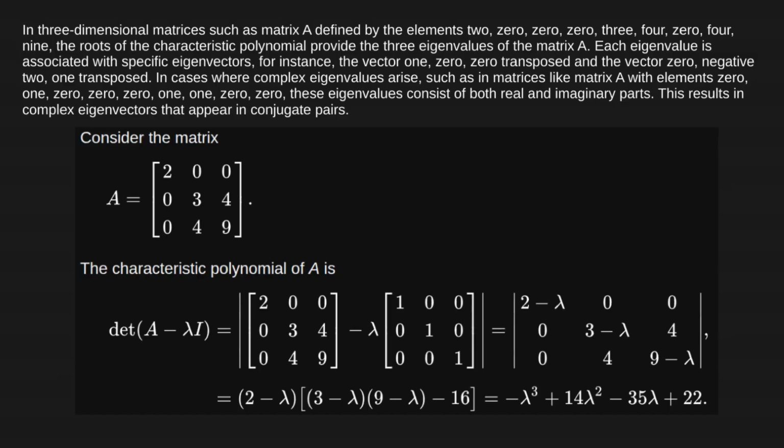In cases where complex eigenvalues arise, such as in matrices like matrix A with elements 0, 1, 0, 0, 0, 1, 1, 0, 0, these eigenvalues consist of both real and imaginary parts. This results in complex eigenvectors that appear in conjugate pairs.